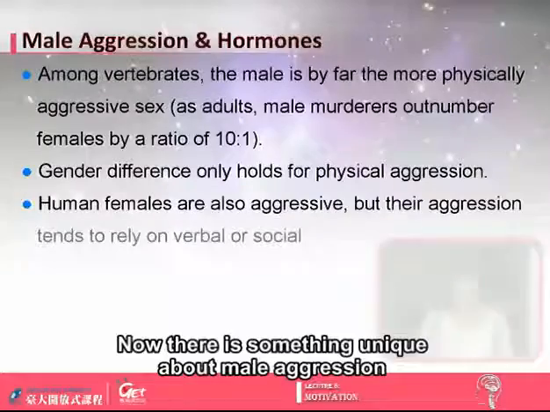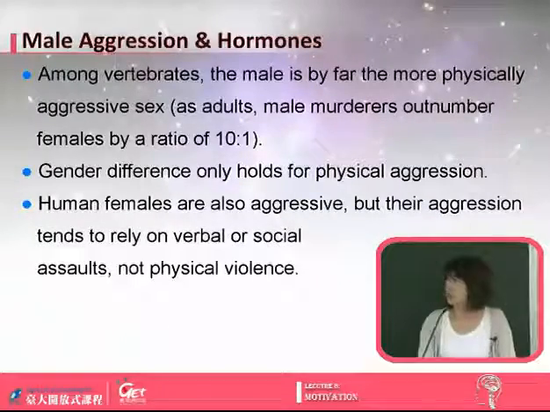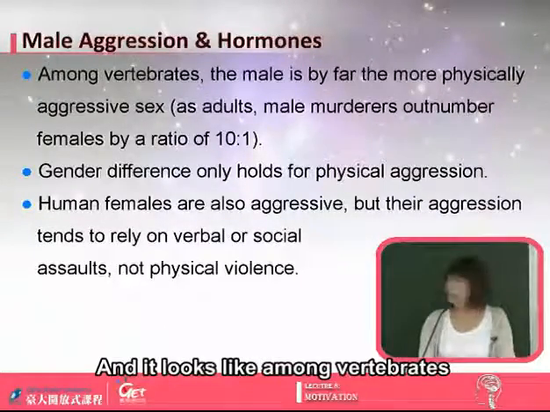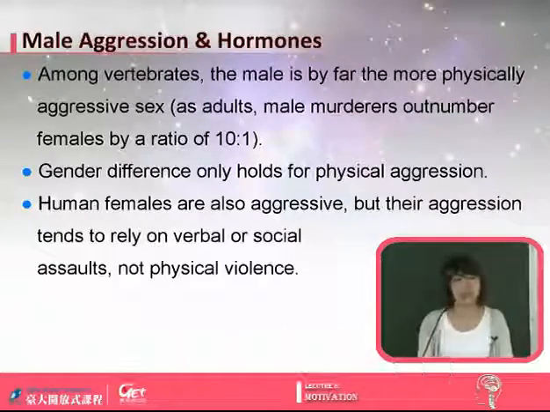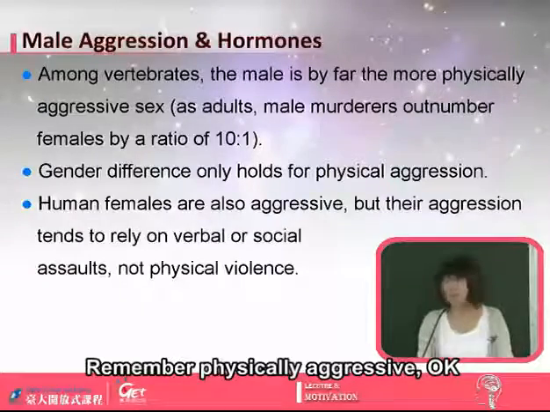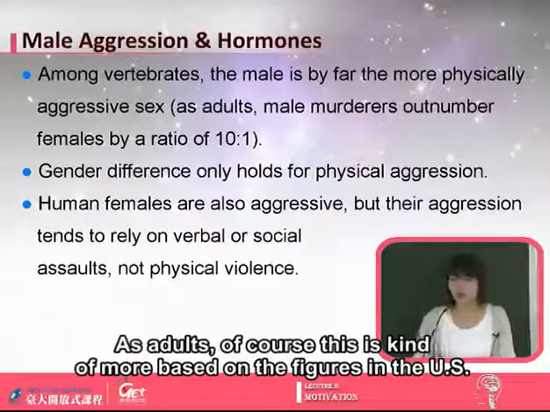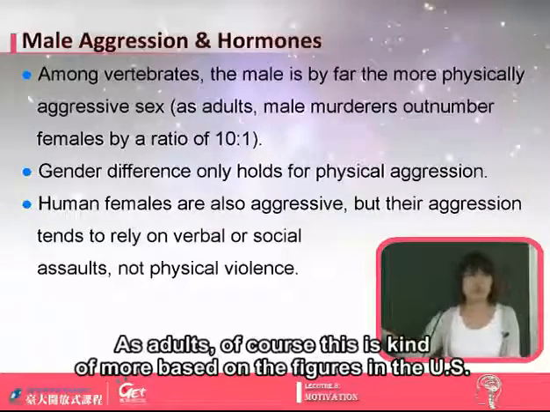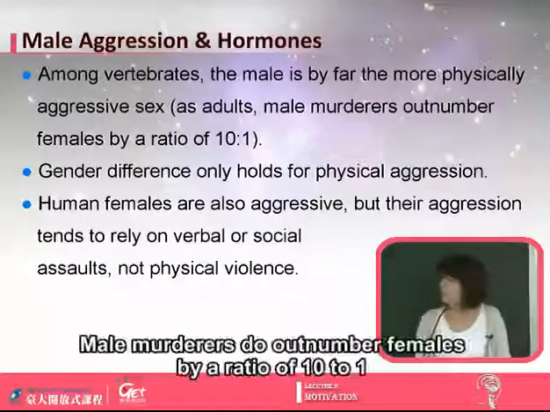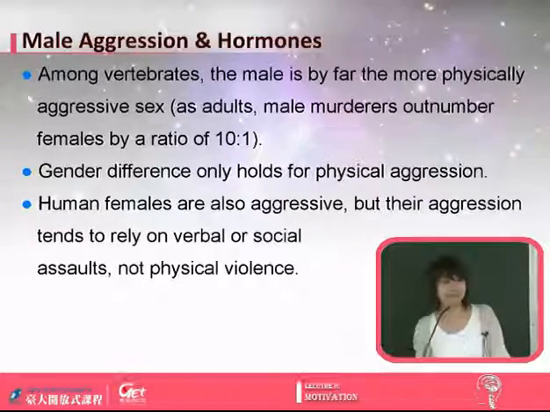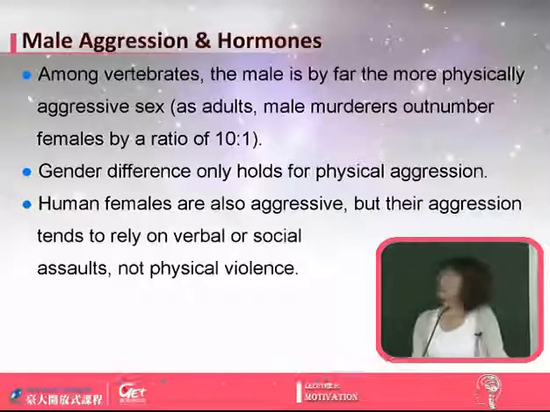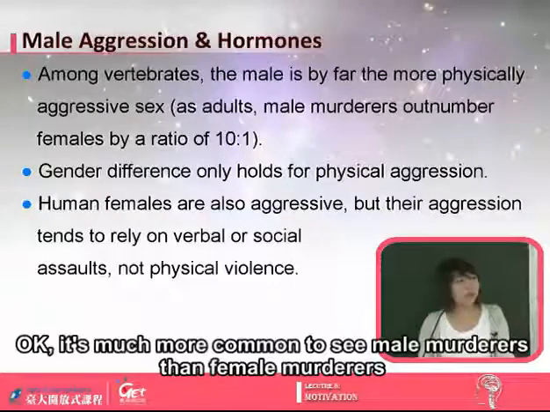Now, there's something unique about male aggression, and it looks like among vertebrates, the male is by far the more physically aggressive sex. Remember, physically aggressive. As adults, of course, this is kind of more based on the figures in the US. Male murderers do outnumber females by a ratio of 10 to 1. That seems to be the trend. It's much more common to see male murderers than female murderers.